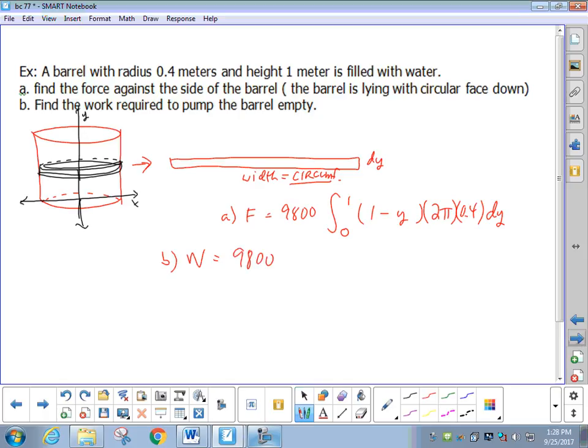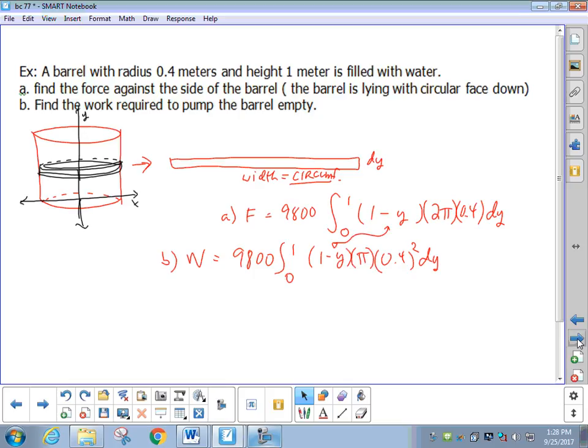So 9,800 is still the constant. It's still 0 to 1 because that's where the fluid is. The distance? 1 minus y. Generalize. These will be the same in the cases where what happens? It's all the way full. Yeah. So what about then the volume? Pi 0.4 squared for pi r squared. Height? You got it. Excellent, excellent.